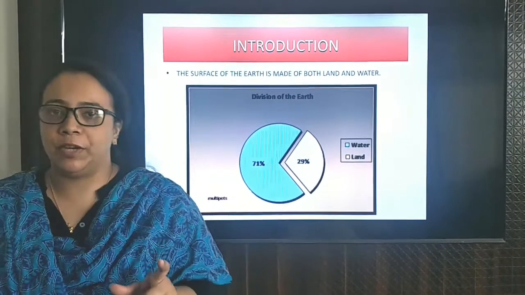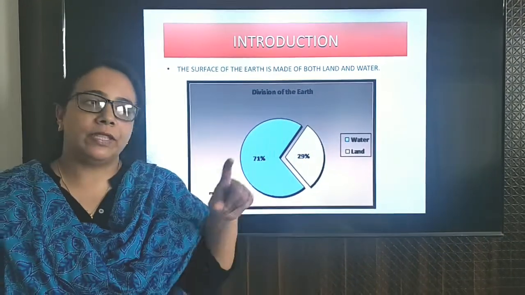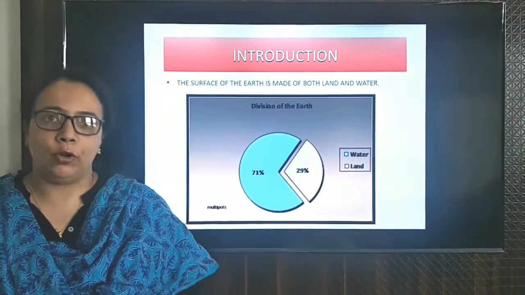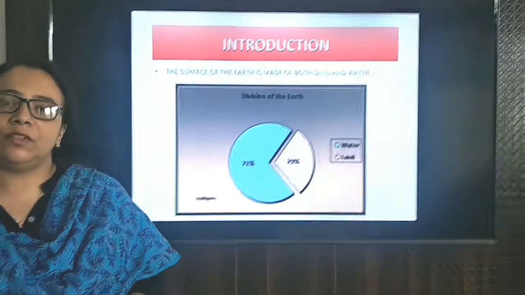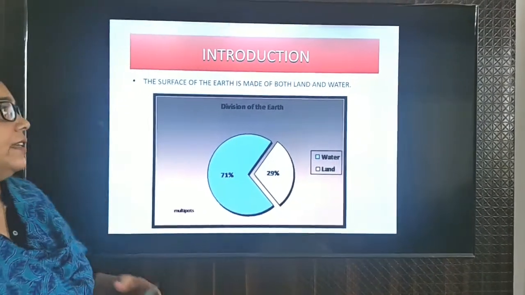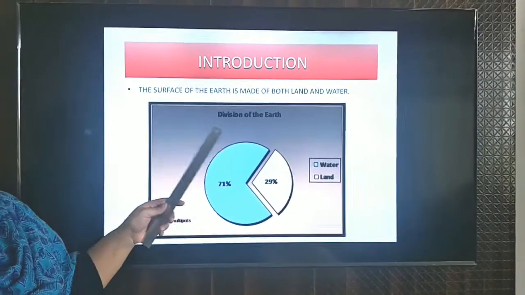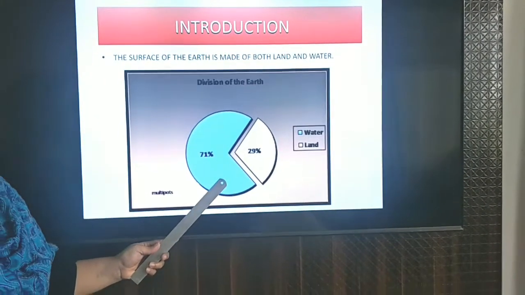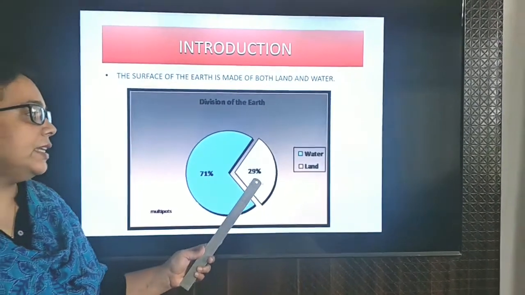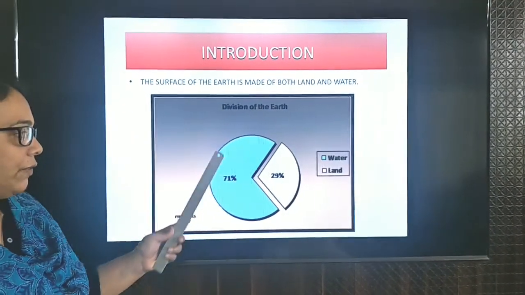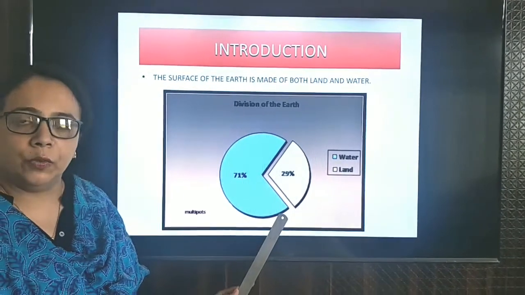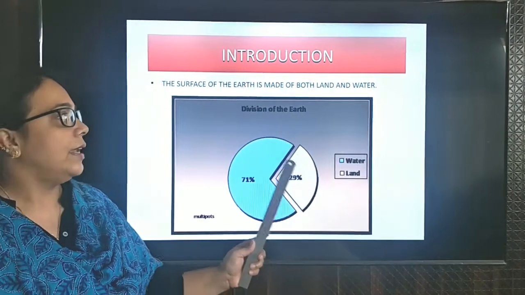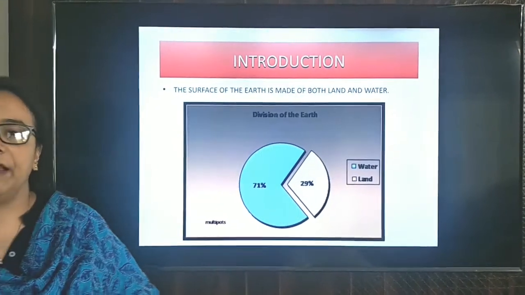Earth is spherical in shape, and when you see a globe, you can see blue color more. And what does it represent? Water bodies. So the Earth consists of both water and land. The surface of the Earth is made up of both land and water, and 71% of the Earth is covered with water and 29% is land area. Around 3/4 of the Earth is covered with water bodies. The rest, 29%, is land. And land is not the same everywhere.